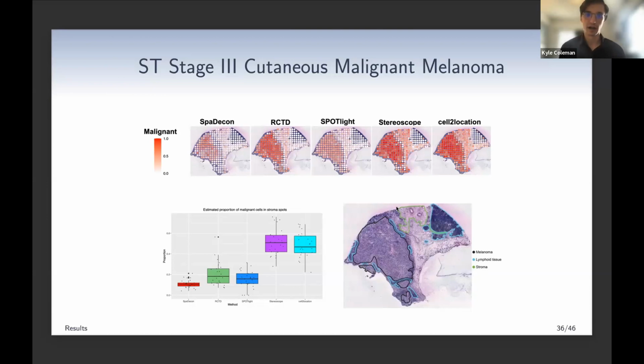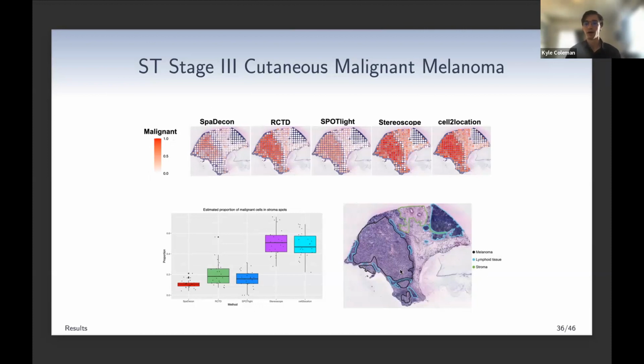And one of the things I wanted to look at here is the localization of malignant cells. In the scRNA-seq reference data set that I used, one of the cell types is labeled as malignant, and we should be seeing high proportions of this malignant cell type within the melanoma region and low proportions elsewhere. We can see that just based off of the heat maps of each of the methods, they all predicted high proportions of malignant cells within the melanoma region.